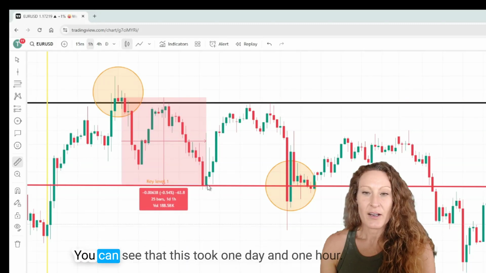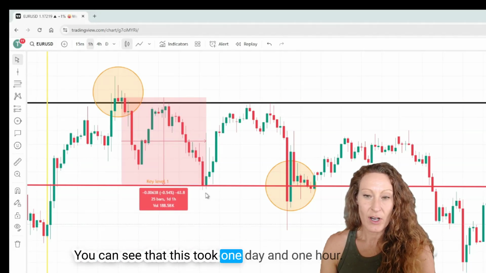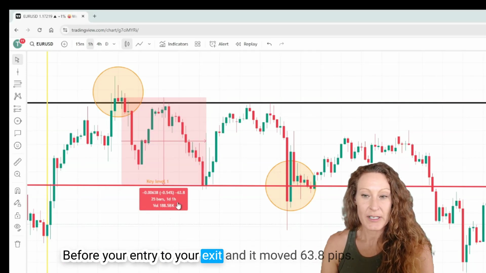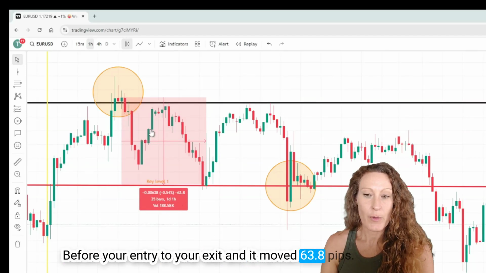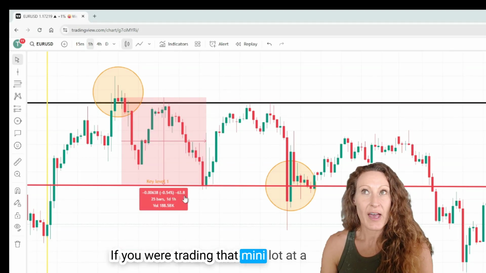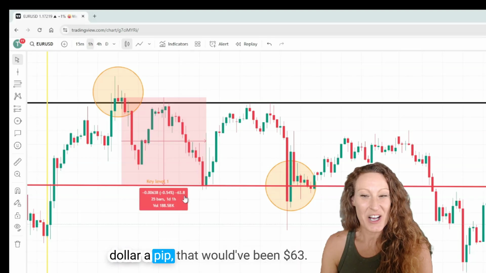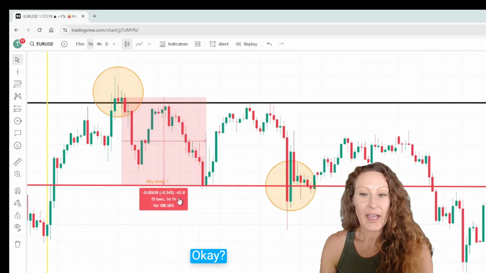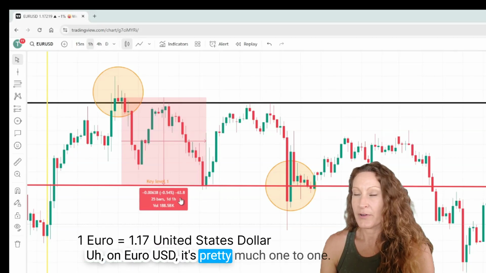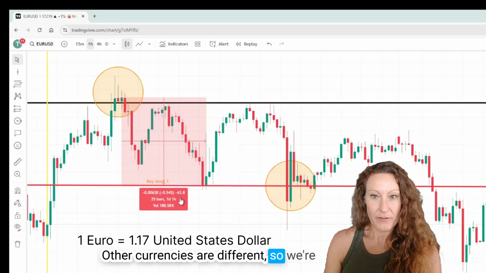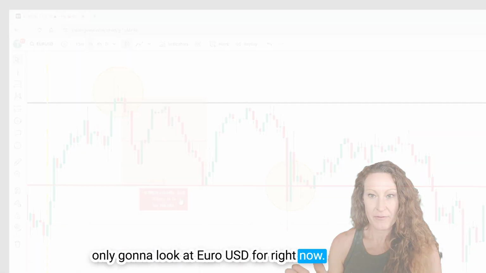All right, you can see that this took 1 day and 1 hour before your entry to your exit, and it moved 63.8 pips, okay? If you were trading that mini lot at $1 a pip, that would have been $63. Okay, on Euro USD, because it's pretty much 1-to-1. All right, other currencies are different, so we're only going to look at Euro USD for right now.